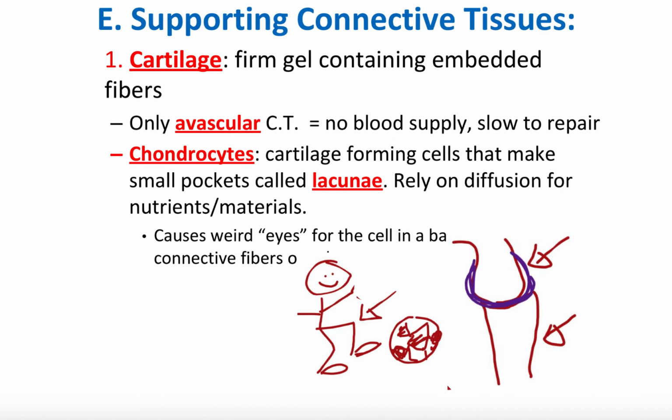Okay, so let's go over cartilage as a class. So cartilage is basically a firm gel. It's almost as hard as bone, but it's flexible. Okay, so it's a firm gel containing embedded fibers, and I should also note that it's basically flexible as well. That's why we call it a gel rather than a hard something else.